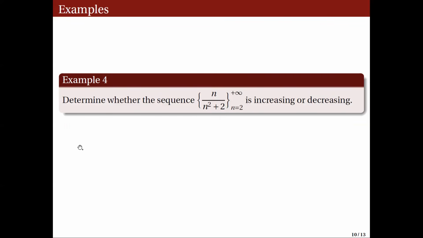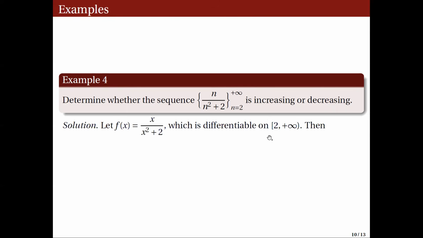So let's now proceed to our next example, which asks whether the sequence n over n squared plus 2, from n equals 2 to infinity, is increasing or decreasing. So first, let's define f of x equals x over x squared plus 2, which is differentiable on 2 to positive infinity. As you can see here, x squared plus 2 doesn't have any root on this interval, so therefore this is differentiable.